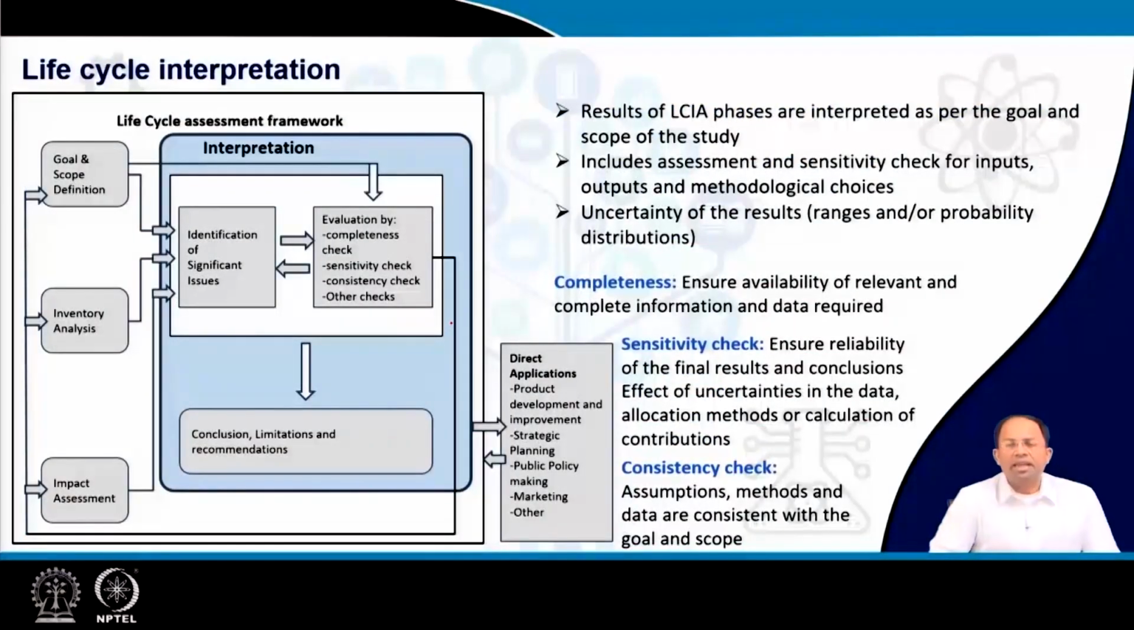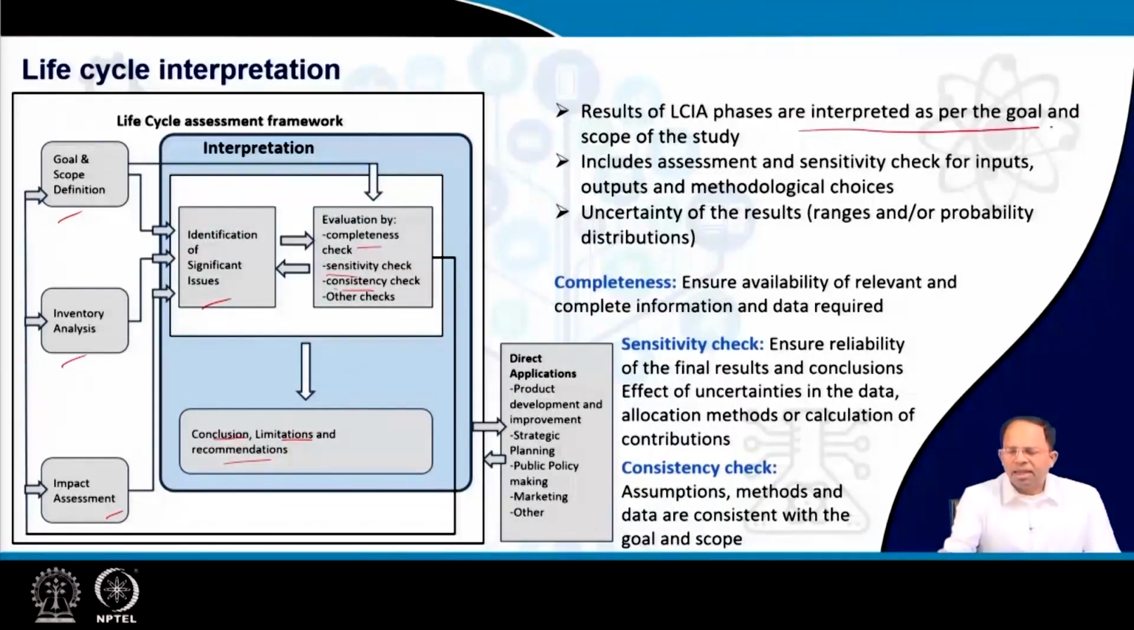Finally comes the life cycle interpretation phase. As you can see, we have goal and scope, inventory analysis, impact assessment. All of these stages have to be interpreted, and we have to identify the significant issues, and the evaluation is done and checked for completeness. We check the sensitivity and consistency, and also some other checks are there. And finally, conclusions, limitations and recommendations are made based on the interpretation that we do.